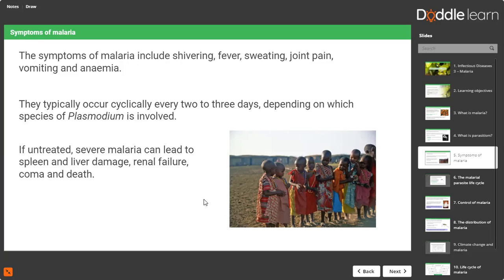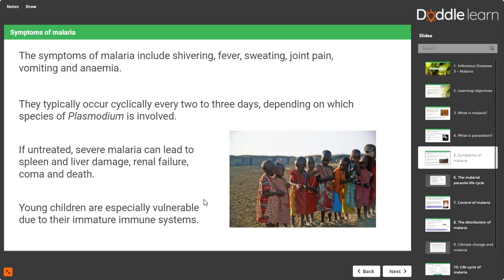If untreated, severe malaria can lead to spleen and liver damage. And obviously our spleen is really important for our immune system. It can also cause renal failure, comas, and death. Young children are especially vulnerable due to their immature immune system, so they have less of an immune system anyway. So they're more likely to not be able to fight off malaria. And if they're trying to fight off malaria and get another illness at the same time, if malaria is affecting the spleen, that reduces their ability to then fight off another disease. So in a similar way, sort of like HIV and AIDS.